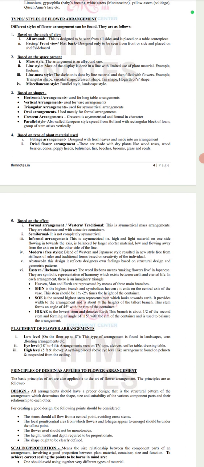Placement for flower arrangement: lower level, eye level or high level. Lower level is on the floor up to 18 inches. Eye level is 18 inches to 4 feet. High level is 5 feet and above.